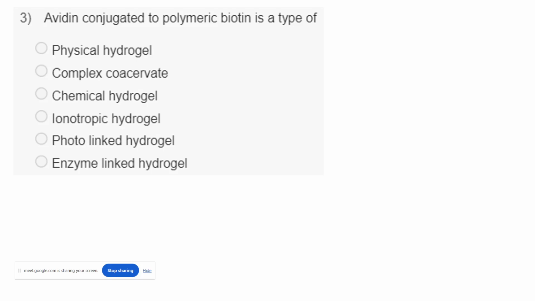Ma'am, physical hydrogel. Physical hydrogel, okay. Physical hydrogel. Okay. Anyone else? Anybody else would like to answer?